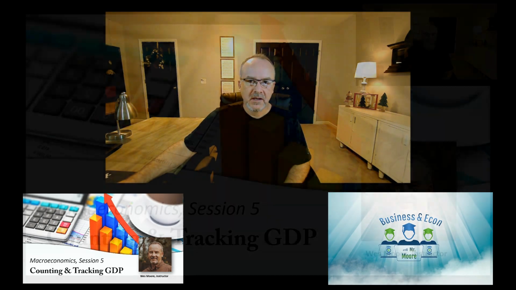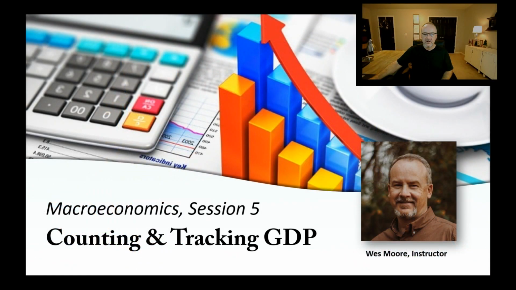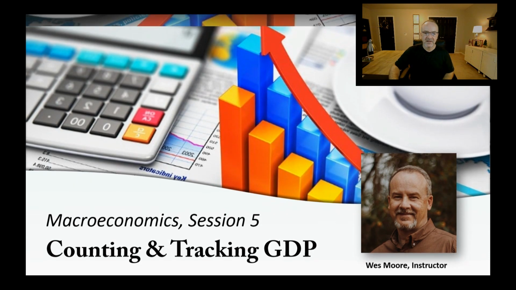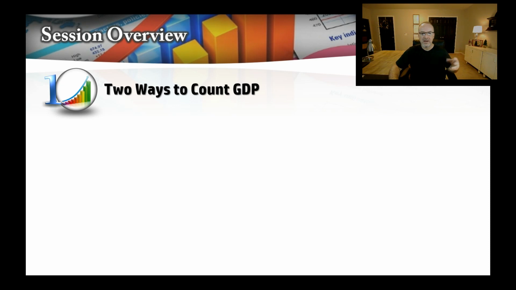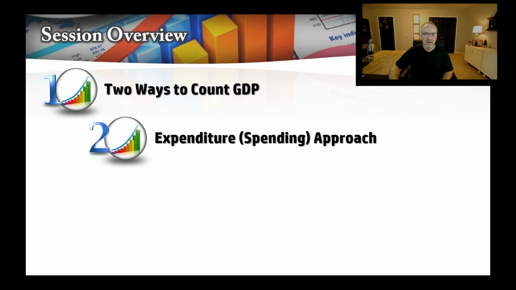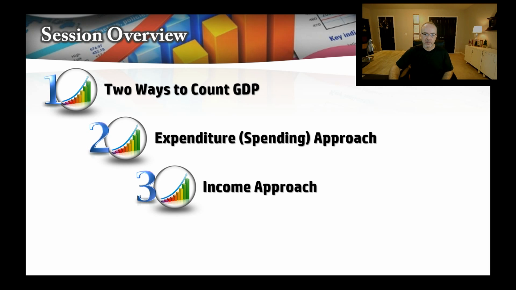In this session we'll be talking about counting and tracking GDP. So let's take a look and see what we want to discuss in this session. There'll be 4 things that we'll talk about here. The first will be 2 ways to count GDP. Remember, GDP is gross domestic product. So we want to talk about how we count it, how we account for it each year. And those 2 ways will be the expenditure or spending approach and the income approach.